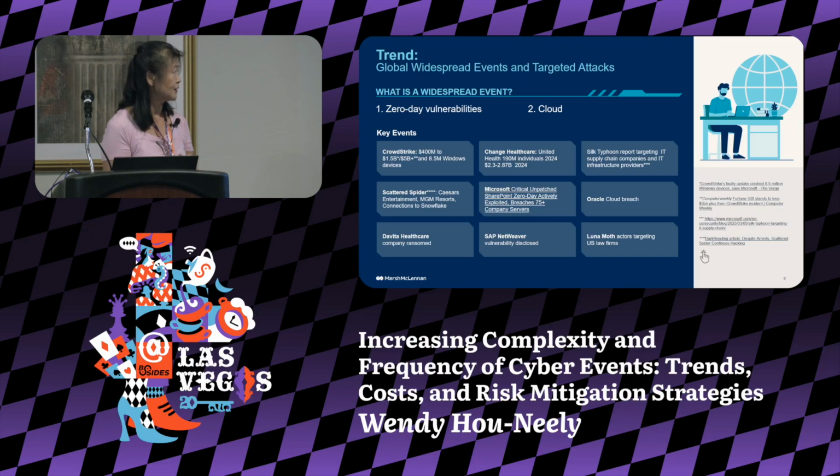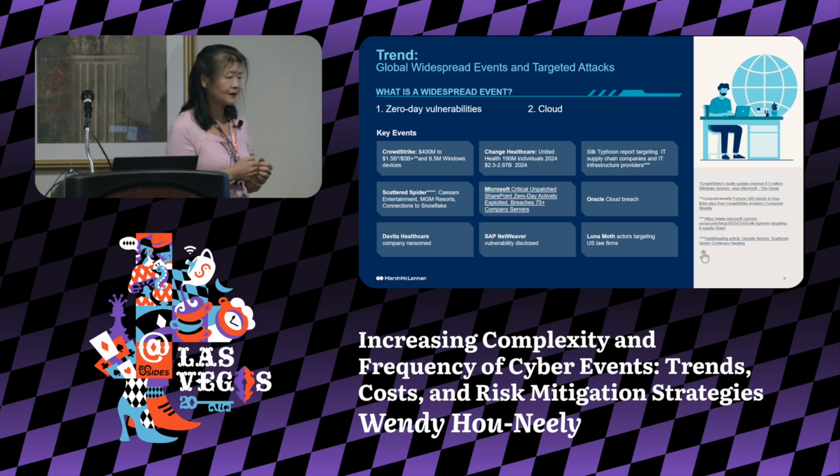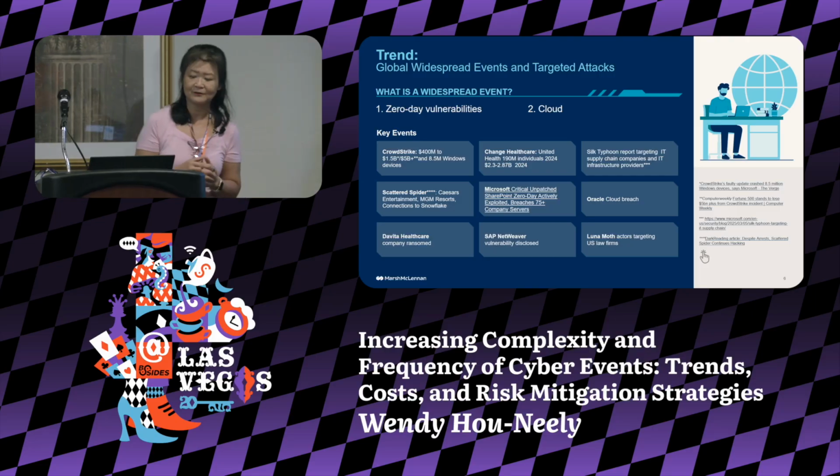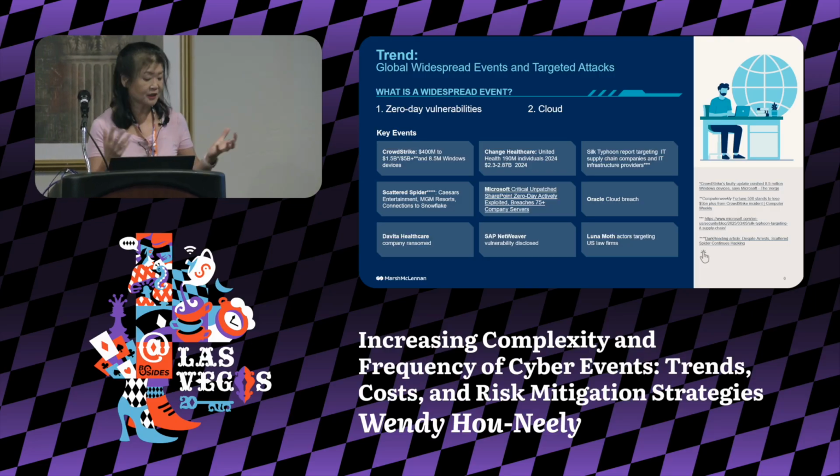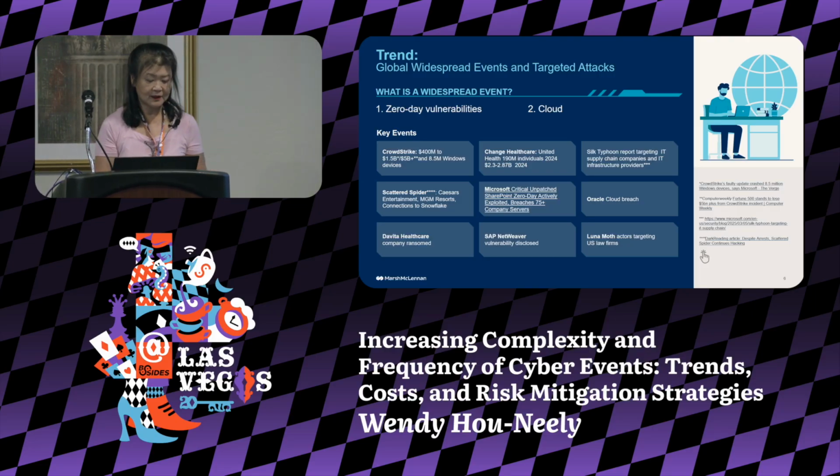Everybody has seen that one, the CrowdStrike event, and depending on who you ask, it's 1.5 to 5 billion, and it depends on how many. That's a lot. It's a big number. Delta Airlines lost $500 million for that one event over 5 days. And then Change Healthcare was another big one. That's also in the billions.